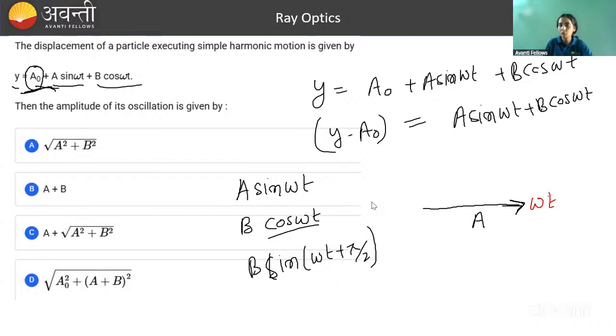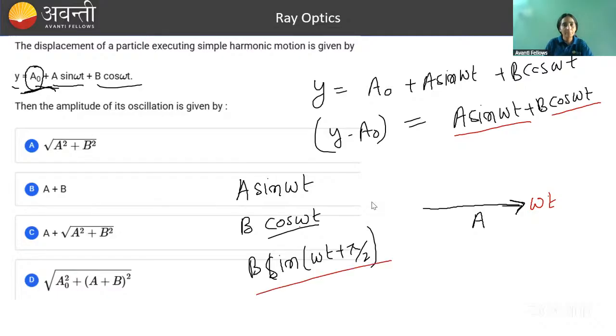But whenever you use the vector method, make sure कि जितने भी SHM को आप add कर रहे हो, all SHMs are in same function. Either all are in sine function, either all are in cos function. So here one is in sine function, another in cos. So I have converted cos to sine like this.